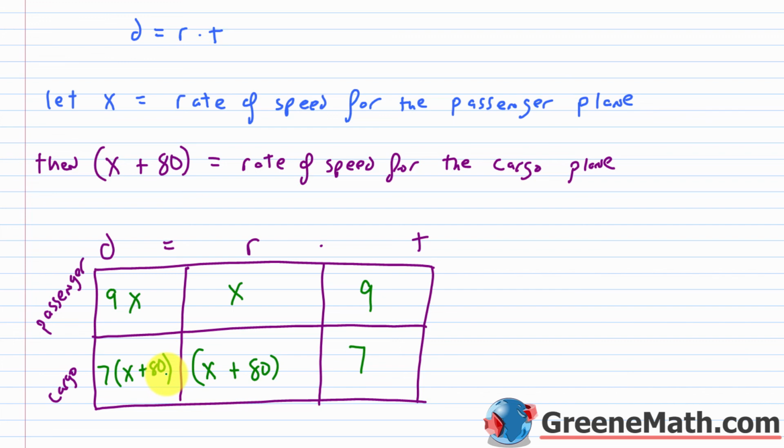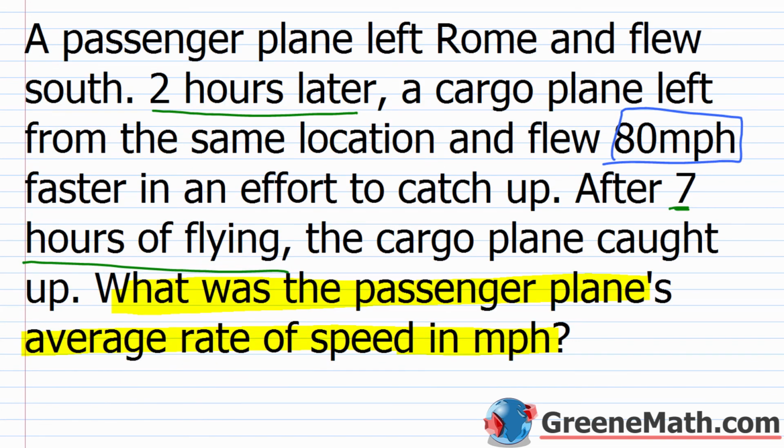Well, there's one thing that you might have missed out on here. Let me go back up, and let's read through the problem one more time. What could you see that's equal here? Again, a passenger plane left Rome and flew south. 2 hours later, a cargo plane left from the same location. So they leave from the same location and flew 80 miles per hour faster in an effort to catch up. After 7 hours of flying, the cargo plane caught up.